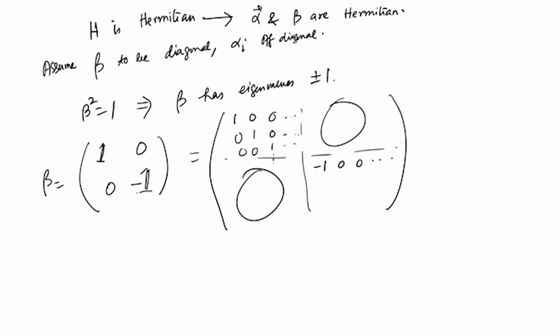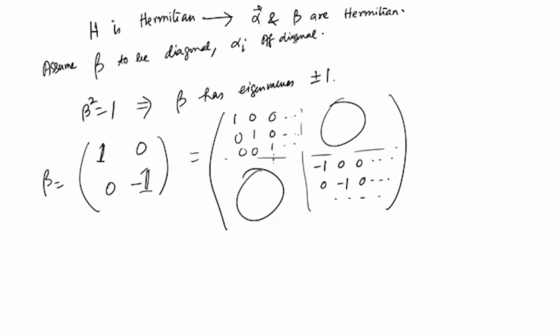I wrongly wrote it as plus 1, but it has to be minus 1. So, this is 0 minus 1 0 and so on and so forth. Okay. So, that is the size of the matrix, or shape of the matrix rather, but we really do not know, and we have said that alpha and beta are Hermitian matrices.